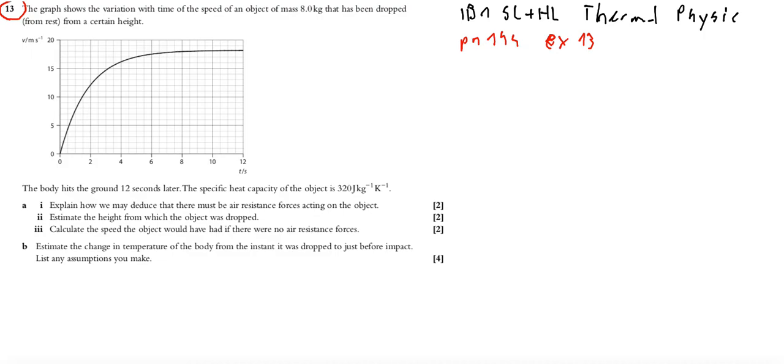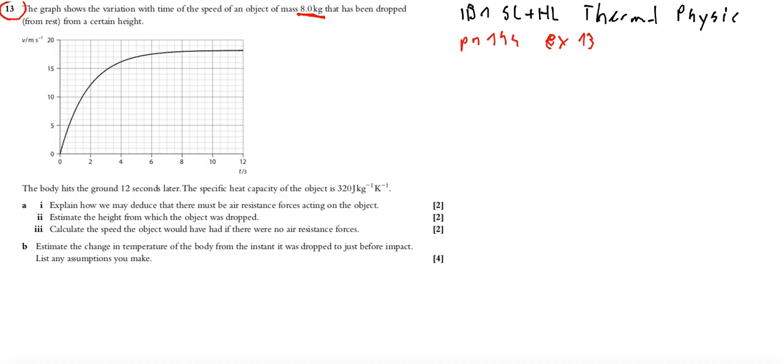I'm going to give you a way, of course, for people who didn't do this correctly, and of course for people who want to check, people who are not sure. Okay, so the graph shows the variation with time of the speed of an object of mass 8 kilograms that has been dropped from rest from a certain height.